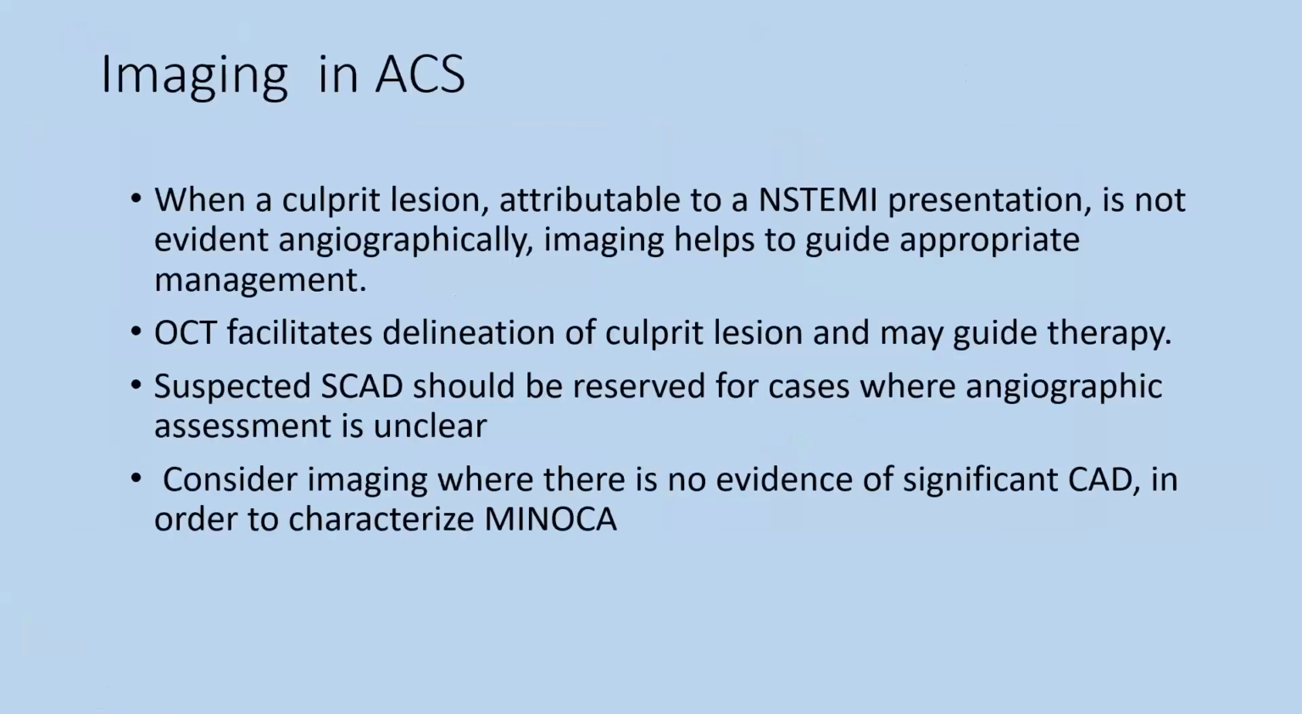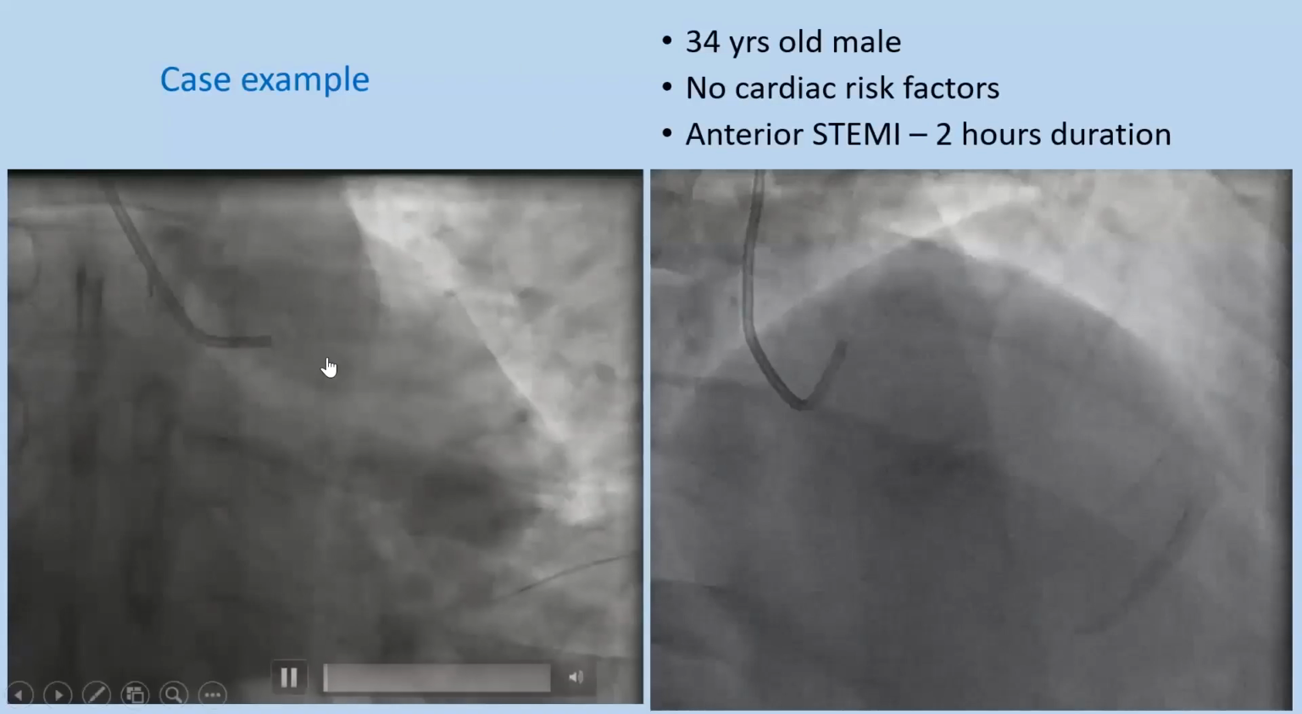Now, moving to acute coronary syndromes, we know we should identify the culprit lesion correctly, and sometimes angiography may not show the correct culprit lesion, and hence imaging is very useful. Particularly OCT helps to delineate the culprit lesion and hence guide therapy. It can also identify spontaneous coronary dissection. Also, one should consider imaging when there is no evidence of significant coronary disease by angiography in order to characterize the MINOCA. So let me show you an example.